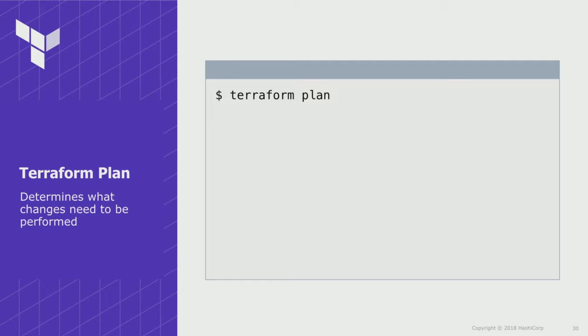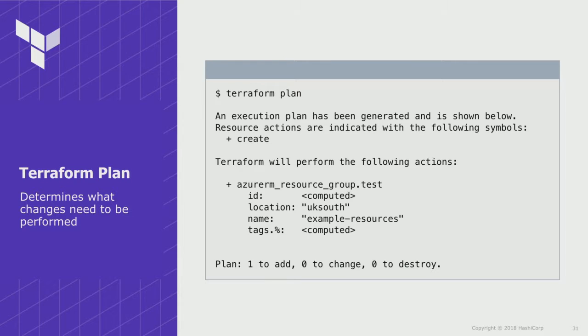Next up is Terraform plan. What this does is to look at the state in our local directory, look at the state in Azure, and go, hey, what do I need to do to get from what's in Azure to what is defined locally? So if we run Terraform plan, because this resource group doesn't exist, it's going to suggest provisioning that, and say at the bottom, 1 to add, 0 to destroy.